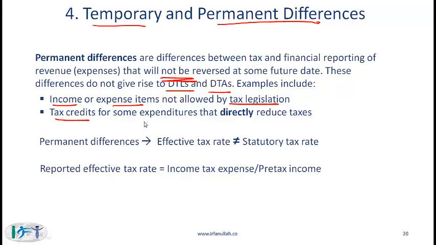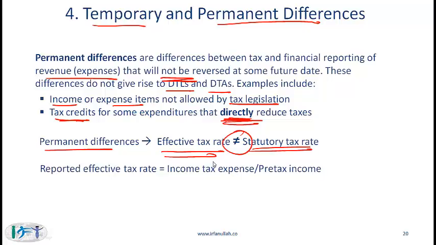Another example is tax credits for some expenditures that directly reduce taxes. This word directly is important. If you have a tax credit that is directly reducing taxes, then that creates a permanent difference. This is not to be confused with something you will see later, where the impact is not direct. When we have permanent differences between tax and financial reporting of income, then the effective tax rate will be different from the statutory tax rate.